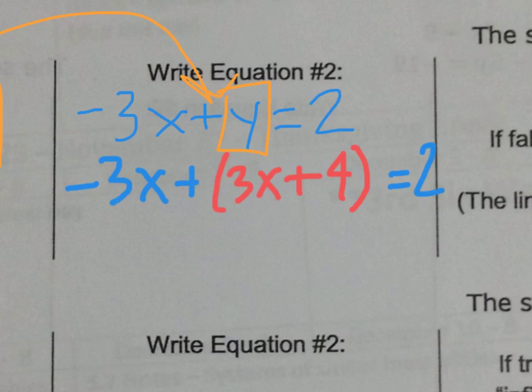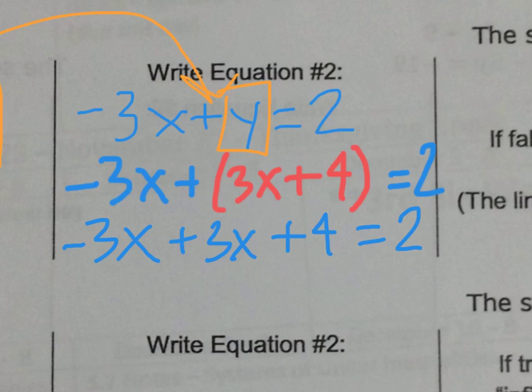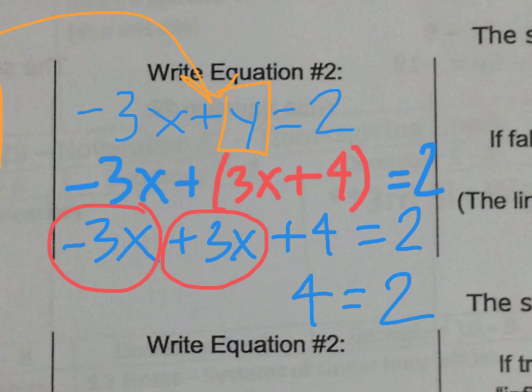So distribute and combine like terms. Actually, we don't need to distribute here. We can just take away the parentheses because there's nothing in front of them. So it becomes negative 3x plus 3x plus 4 equals 2. Now combine like terms. Negative 3x plus 3x. Well, that's actually going to cancel out because a negative 3 plus 3 is 0. So we're left with 4 is equal to 2.